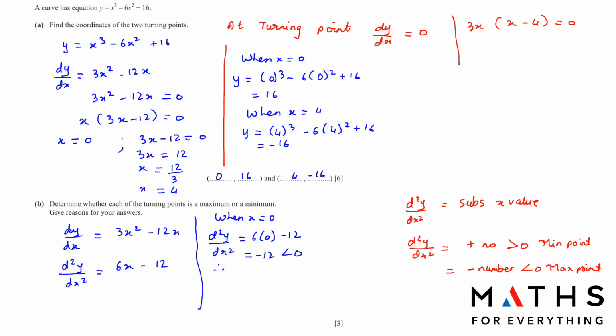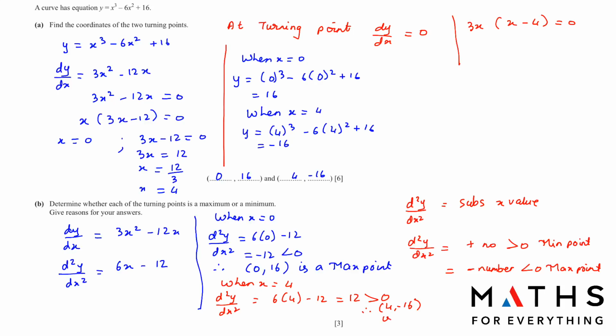Therefore, 0 and 16 is a maximum point. And when x is 4, your d2y over dx2 is equal to 12, which is more than 0. Therefore, 4 and negative 16 is a minimum point.